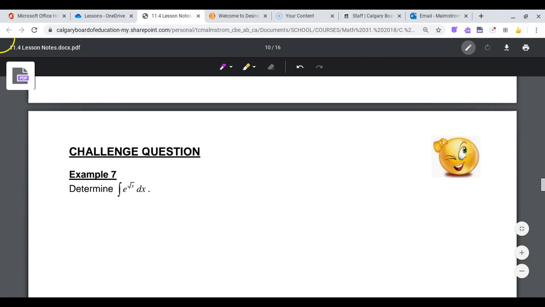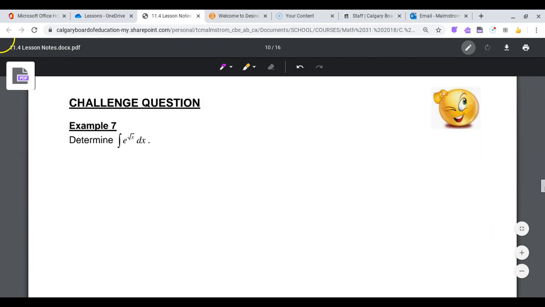Okay, so example 7 is really a challenge question. And if you're not interested, then come back and see us in the next video. Okay? All right, so in this question, we have the integral of e to the power of root x dx.